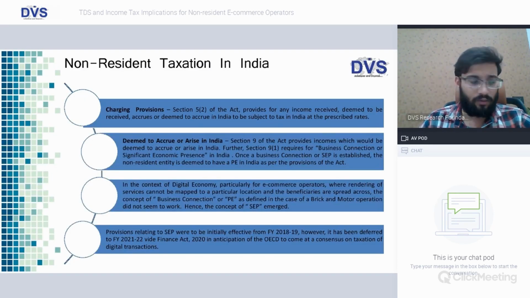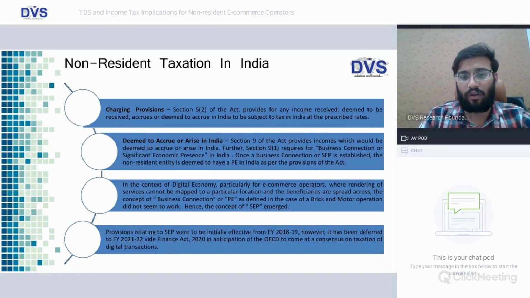Non-resident taxation, as you know, as per Section 5, subsection 2, provides that any income received, deemed to be received, accruing or deemed to be accruing in India would be subject to tax in India. Deemed to accrue in India is mentioned in Section 9, and there is a concept of business connection, which is giving birth to the concept of significant economic presence.